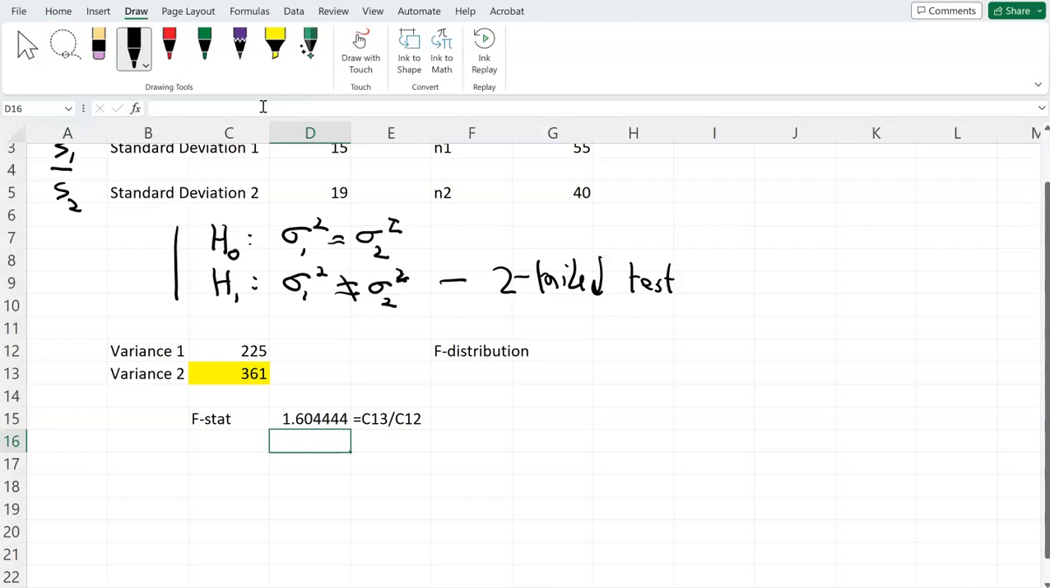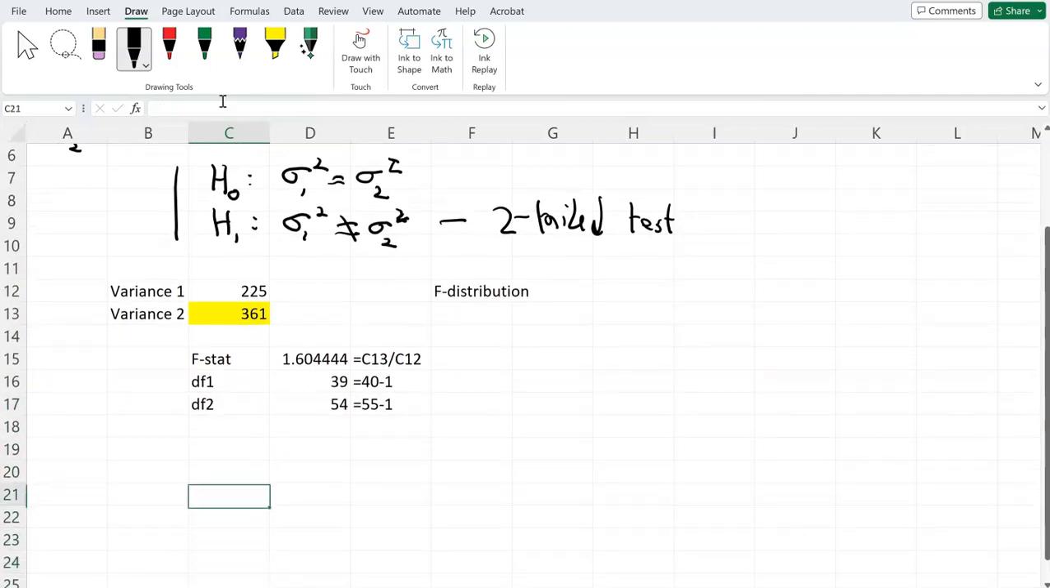So this is my F stat, and we also have 2 degrees of freedom. We will have degrees of freedom 1. Now it's going to be the numerator's sample size minus 1. So the numerator was sample 2, so it will be 40 minus 1. So my first one is 40 minus 1, and my second degrees of freedom is the second one, 55 minus 1. So it's 54. Now, we are going to compare this F stat with the critical value of F, and that's why we need the degrees of freedom. So I will write the critical value of F here.